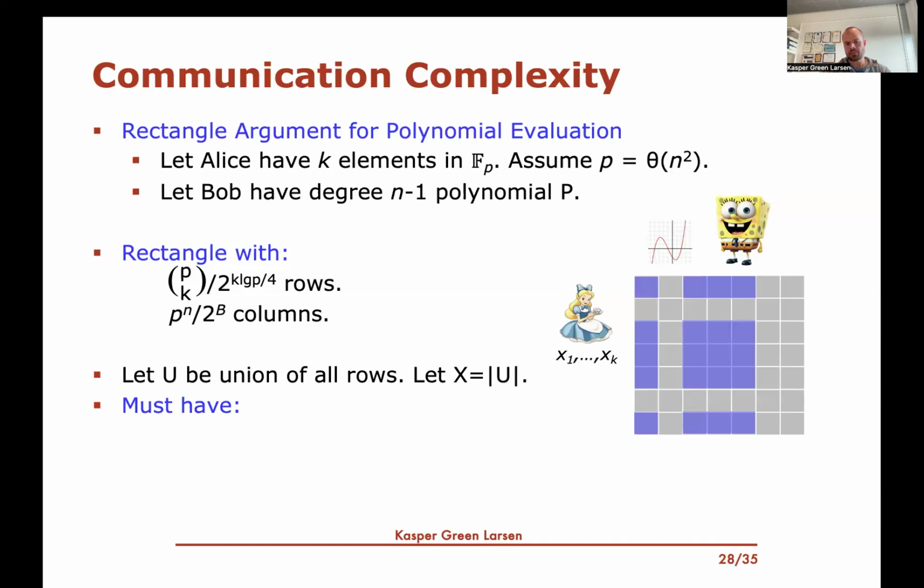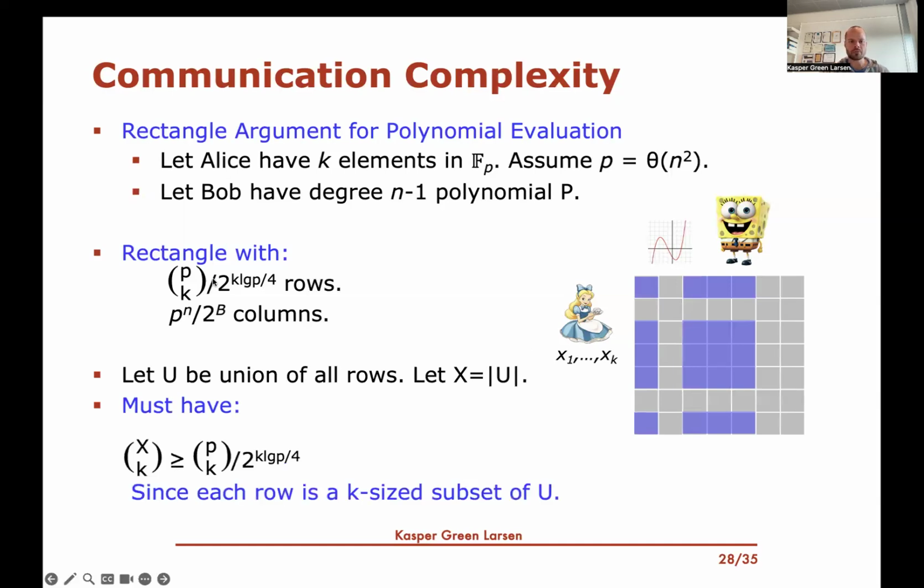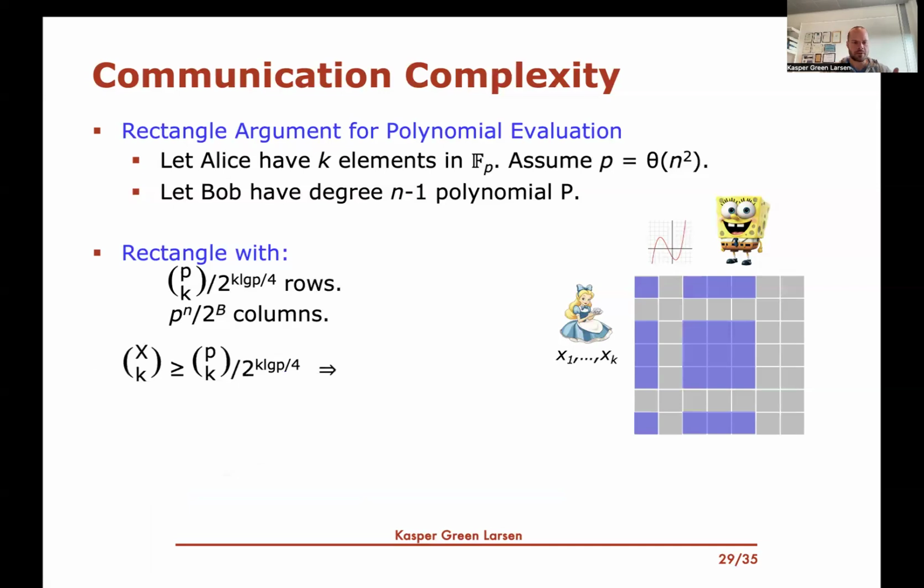Well, the key property is that all of the rows that Alice can answer correspond to distinct sets. And all of these sets of k elements are contained in the union, which means that X choose k, the total number of distinct sets of k elements I can even construct from the union, has to be at least the number of rows that we have left, right? So X choose k has to be at least P choose k divided by 2 to the k log P over 4. Okay. So let's see what this implies. We want to lower bound X from this.